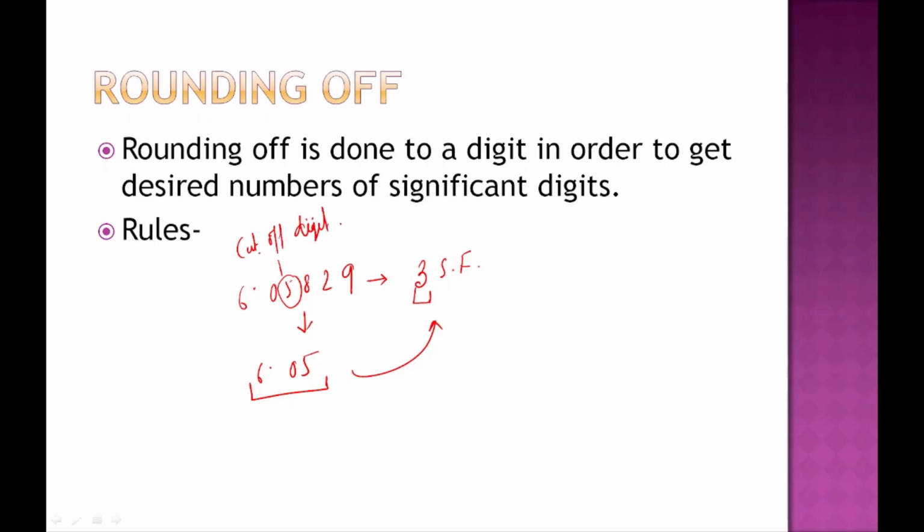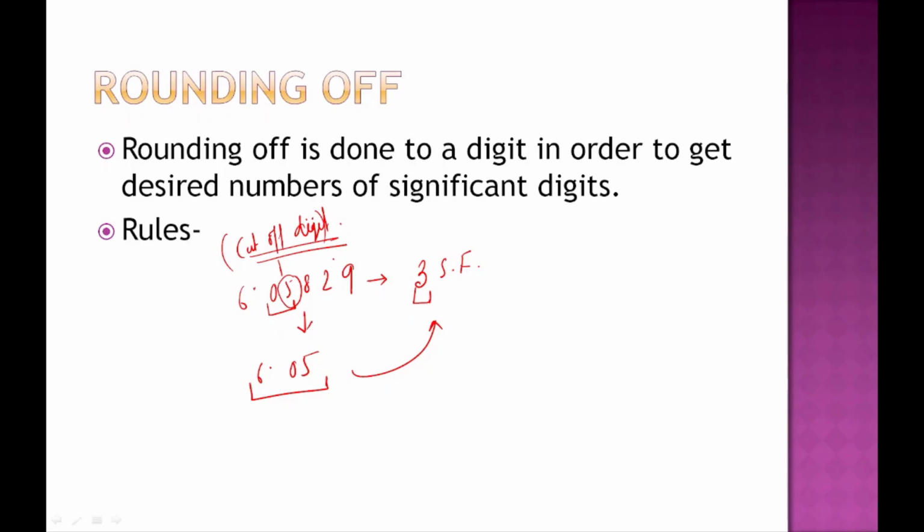And why is it called the cutoff digit? Because we have to get 3 significant figures, and 3 significant figures are only possible if we have up to 6.05, up to this. So 5 is called the cutoff digit, because while understanding the rules, this cutoff digit shall come again and again, and we have to know clearly what it means.